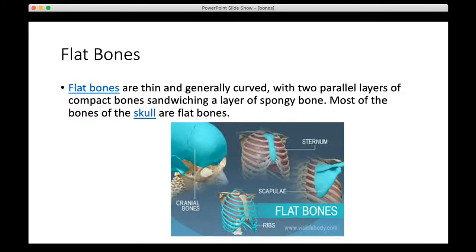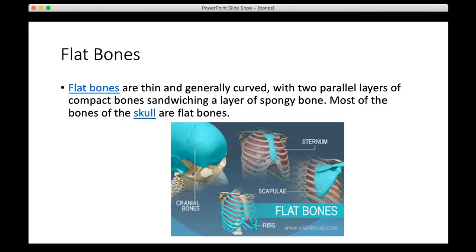Then coming to the third type, flat bones. Flat bones are usually very thin, and these are the flat bones which I have shown you in the picture below. Cranial bones, and your sternum. So these kinds of bones are characteristic.